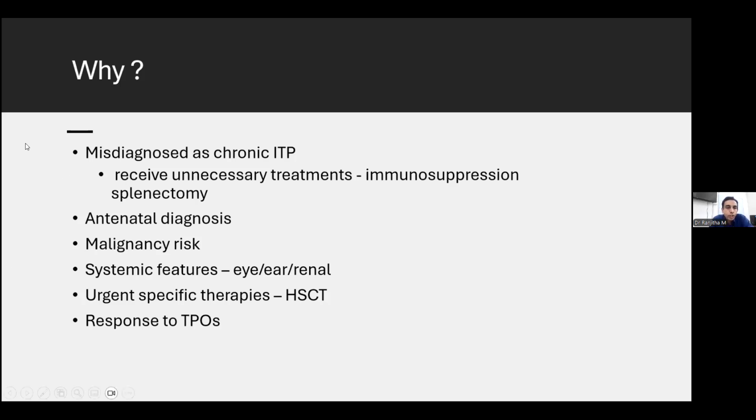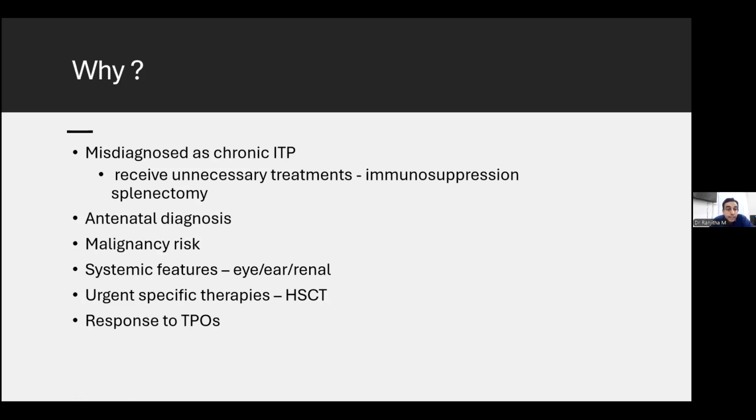Is it really important to give a label to each of these inherited thrombocytopenias? Yes, very much so. We don't want to misdiagnose them as chronic ITP because we don't want to give them unnecessary immune suppression. And God forbid we do a splenectomy for any of these patients. That's obviously not going to help them one bit.